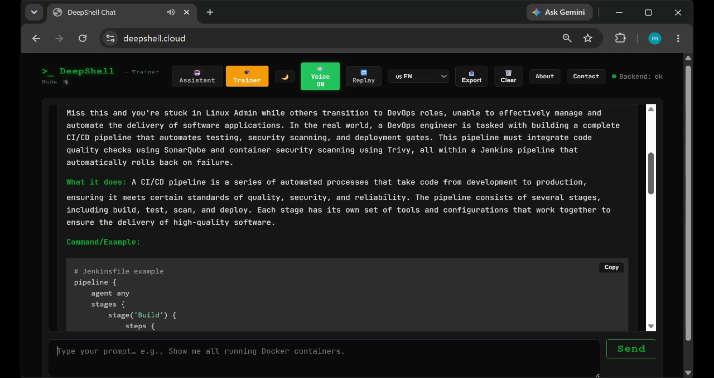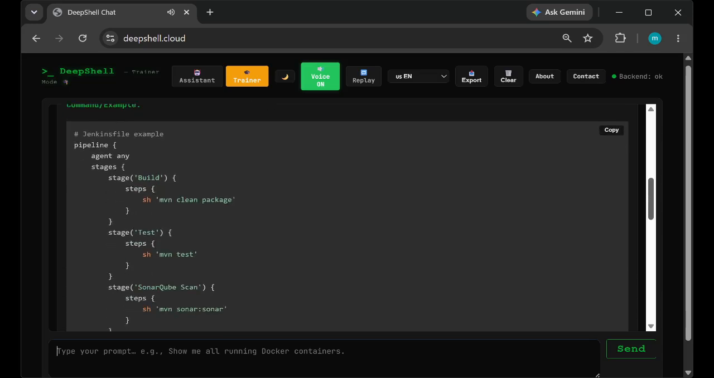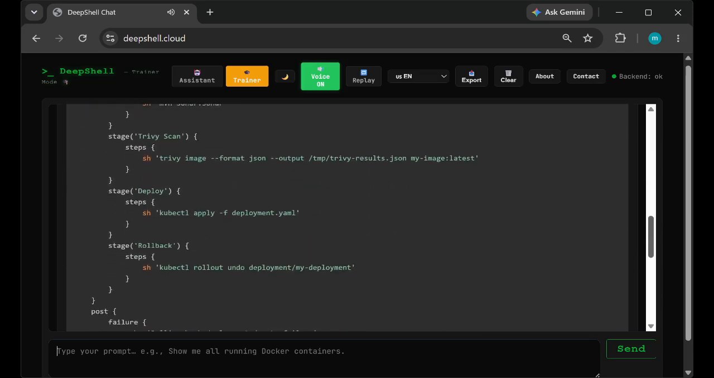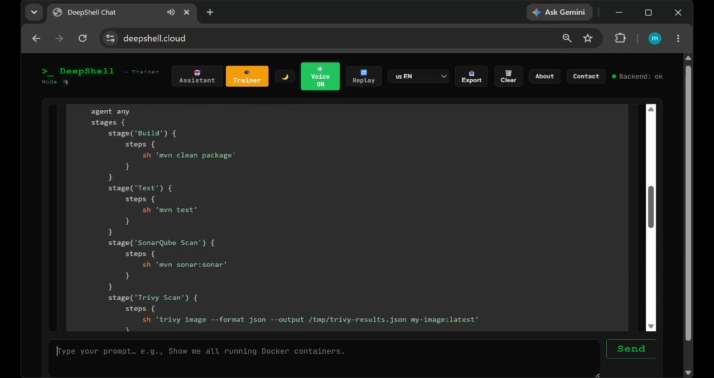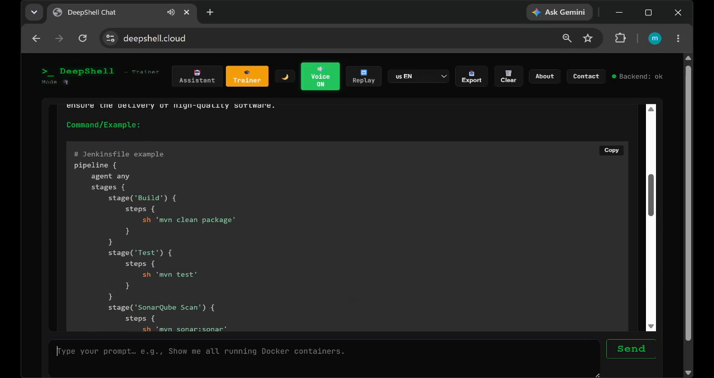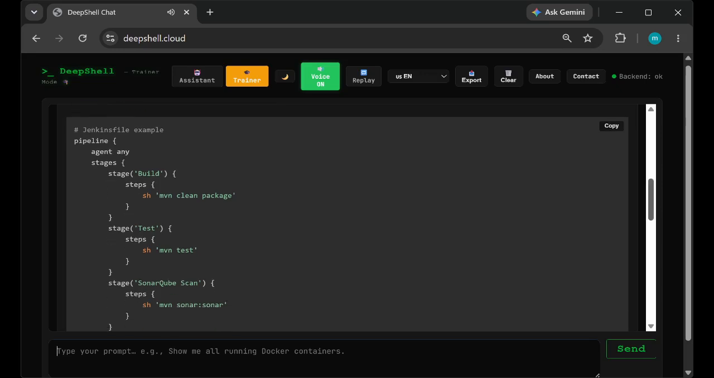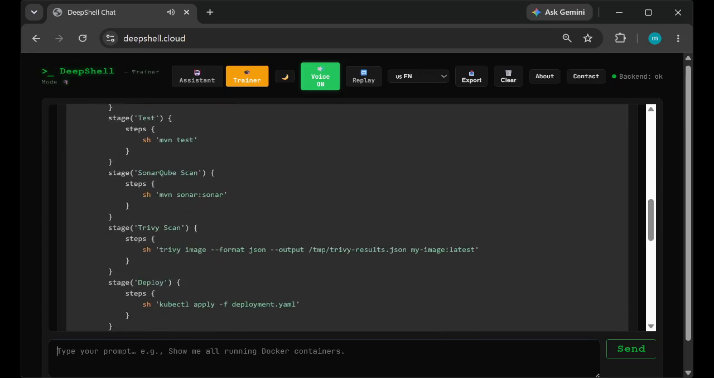Command/example. Breaking it down. The Jenkinsfile defines a pipeline with 6 stages: build, test, SonarQube scan, Trivy scan, deploy, and rollback. The build stage uses Maven to compile and package the code. The test stage runs the unit tests using Maven. The SonarQube scan stage uses the SonarQube Maven plugin to analyze the code quality.